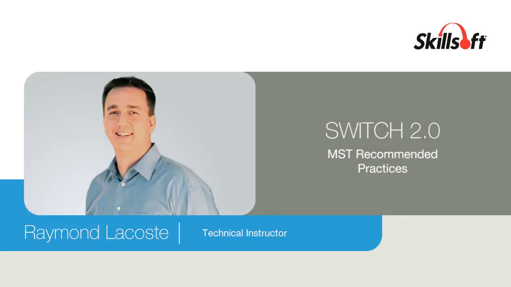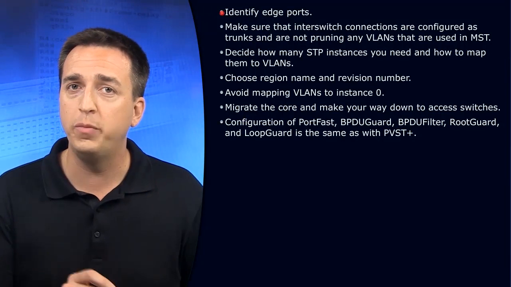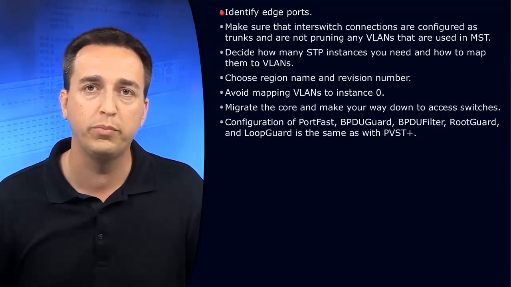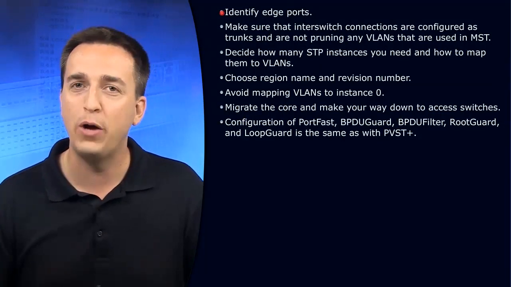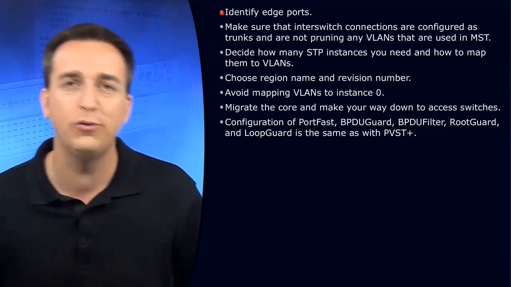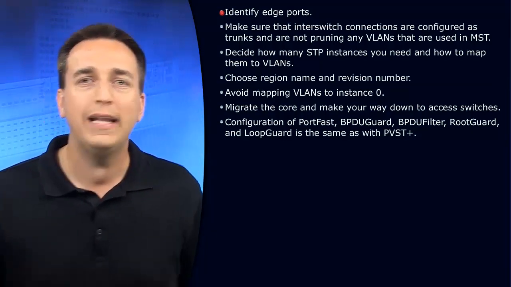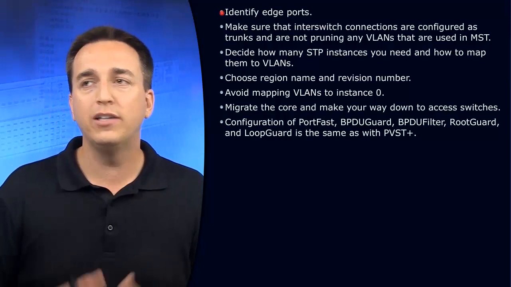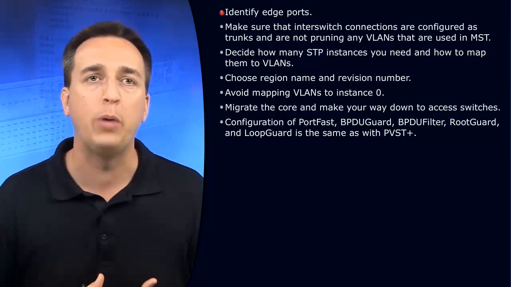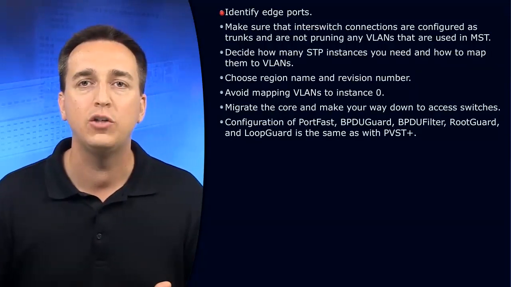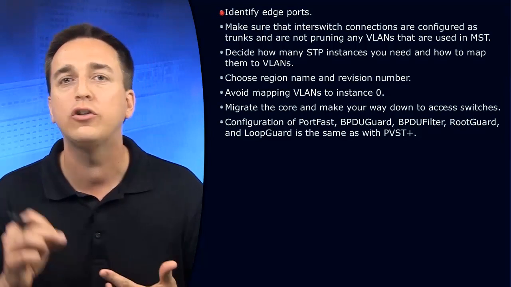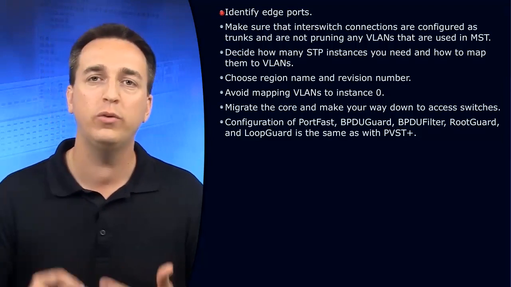We are looking at a laundry list of items that you should go through before you deploy multiple spanning tree protocol within your layer 2 topology. First one on our list is to identify edge ports. Well, I'd like to expand on this and essentially say, let's map out our topology. Let's identify the edge ports. Let's identify the inter-switch connections between our switches.